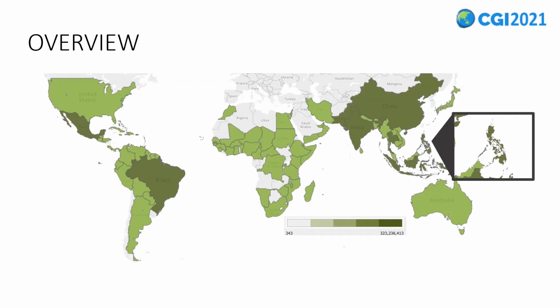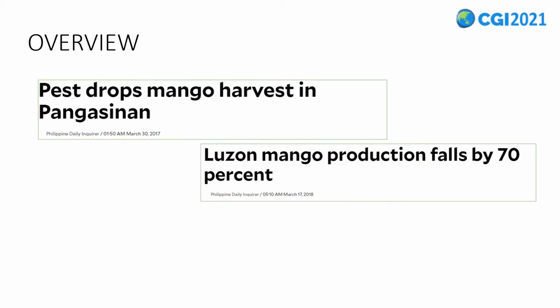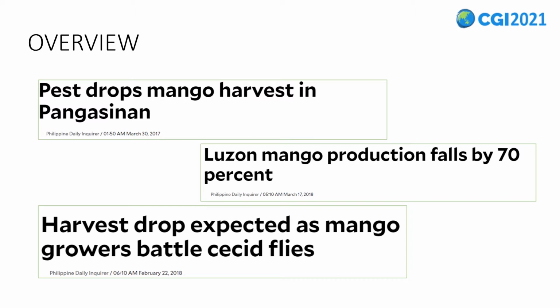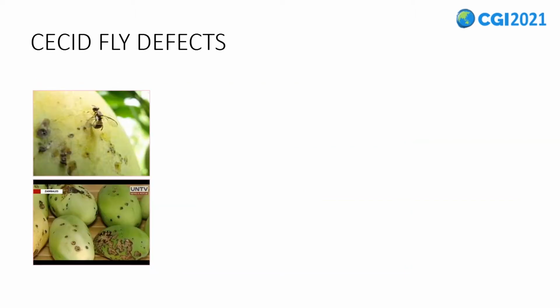value, making the Philippines one of the top 10 exporters of mangoes worldwide. However, in recent years, the production yield has experienced significant decline due to Cecid fly infestation. The Cecid fly defect produces a circular blemish on the mango surface that affects its quality, quantity, and market value.